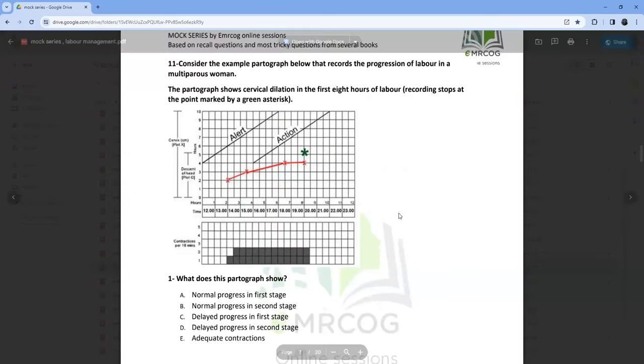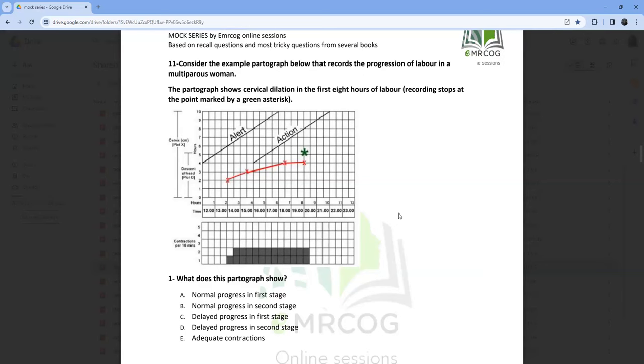The next question: for the example of the partograph below that records the progression in labor in a multiparous woman, the partograph shows cervical dilatation in the first 8 hours of labor. Labor stops at the point marked by the green asterisk.